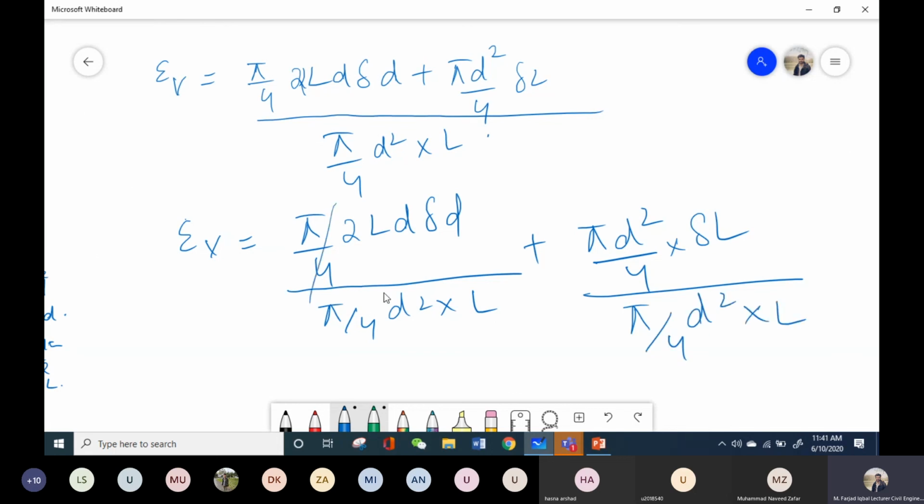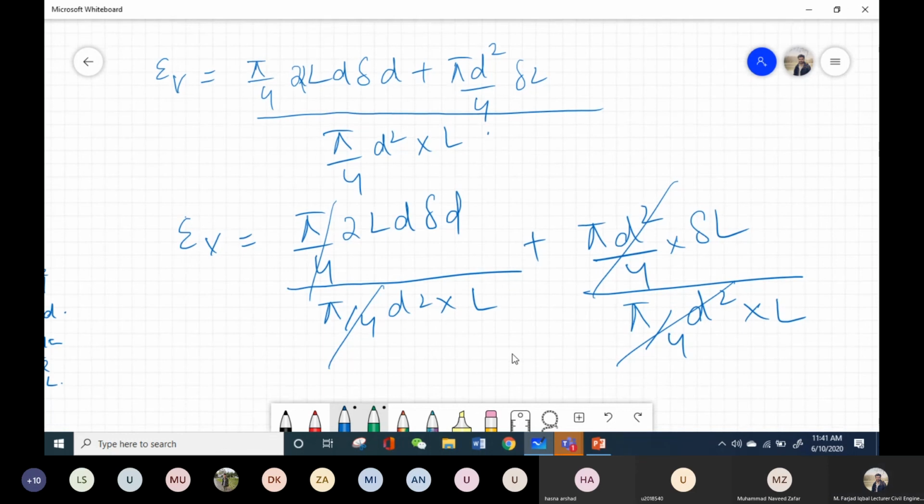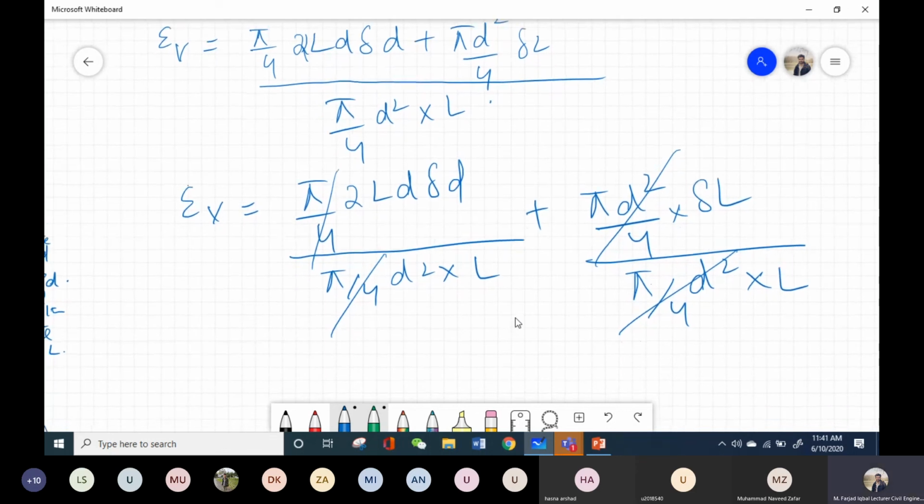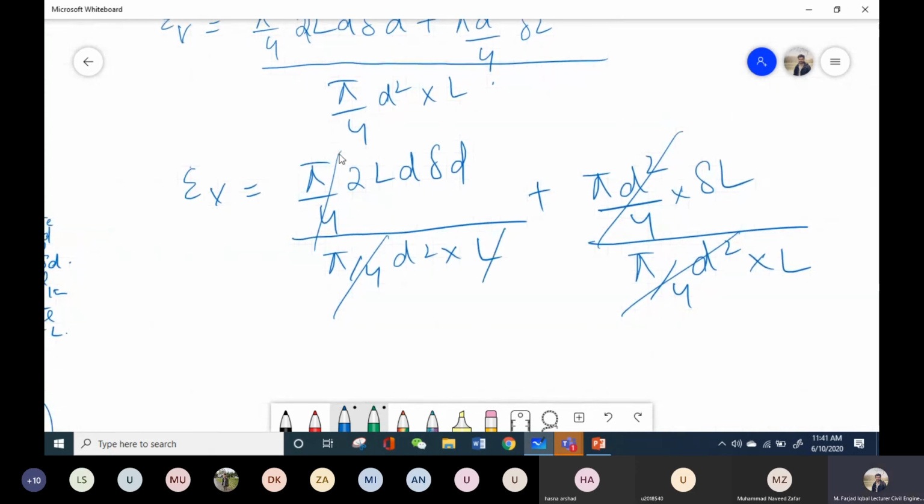Now this will be cancelled out. This whole factor will also be cancelled out, and this length factor will also be cancelled out. This diameter will be cancelled with this one. So we will be left with 2 times delta D over D plus delta L over L.